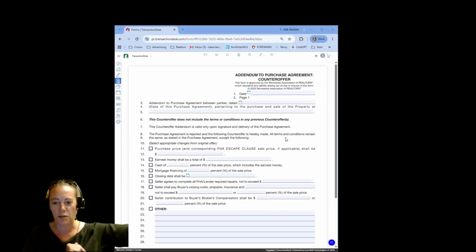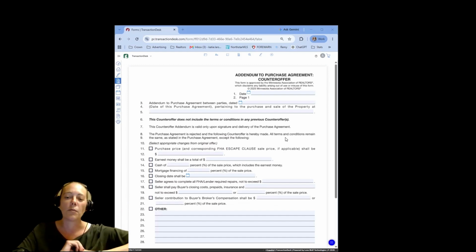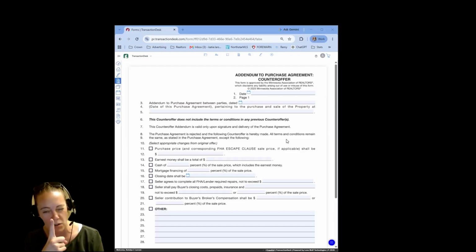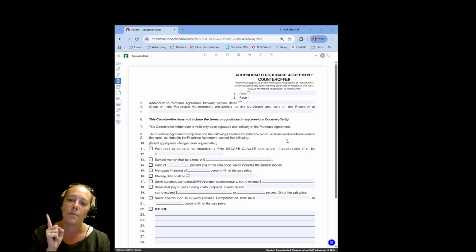write the purchase agreement and if you submit it as a buyer's agent, you will probably get a counteroffer back. And a counteroffer is one page, usually. Sometimes there's extra pages, but it's usually just one page. And it just changes the pieces of the original offer that need to be changed.